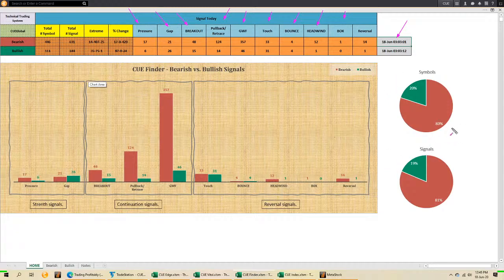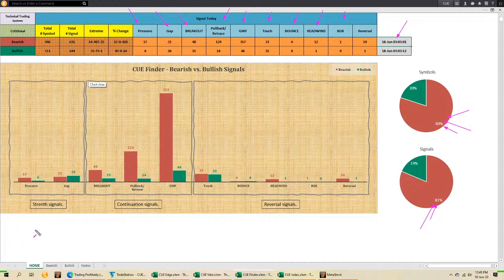What did I see here? 80% of the symbols on which I ran the scan, that symbol list has more than 1,000 stocks, all liquid stocks, all with at least 5 years of history. Most of the signals were bearish yesterday, the Q signals, 80%. And most of the symbols were bearish, more than 80%. Symbols and signals all were bearish.